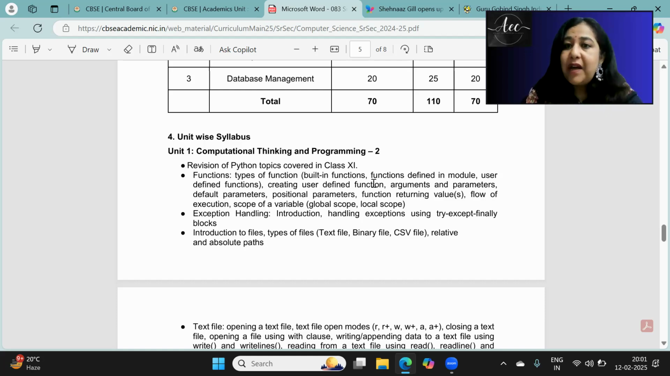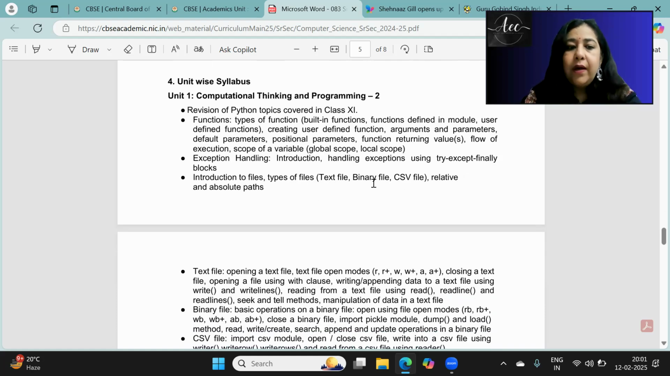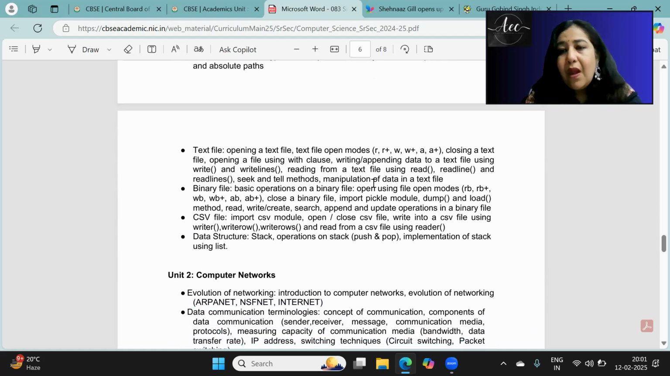And here you get three types of files on which you have to work. That's text files, binary files, and CSV files. And on these files, you get the code to write. So you will get questions where you have to write the code to work on these three types of files.